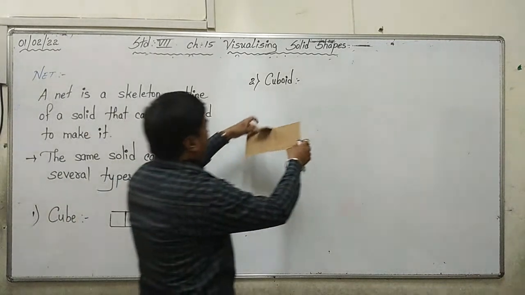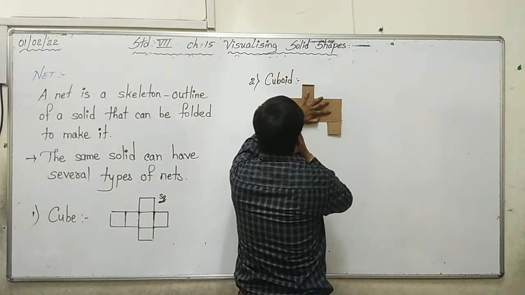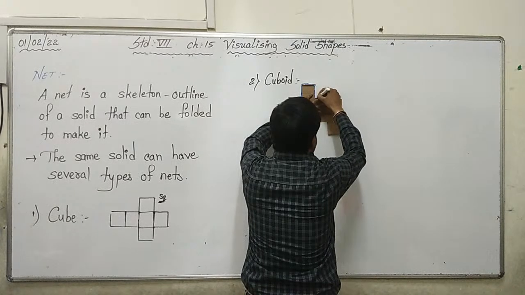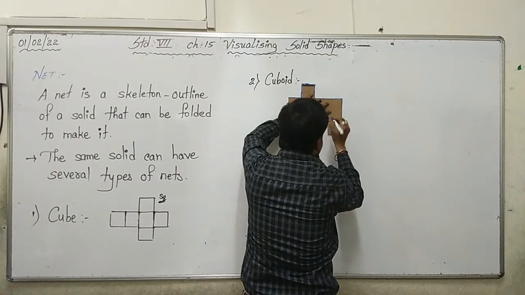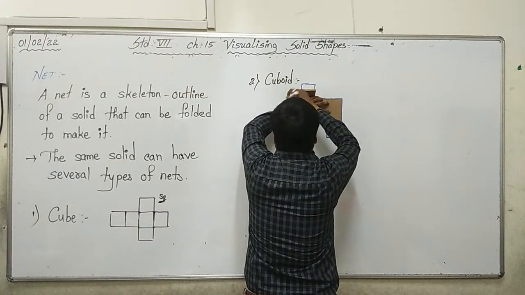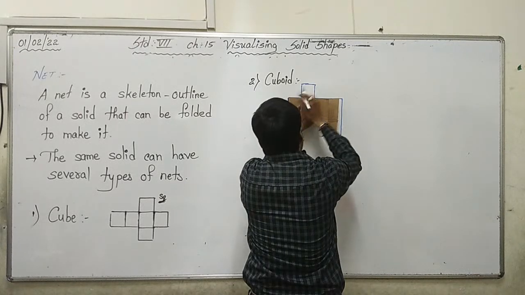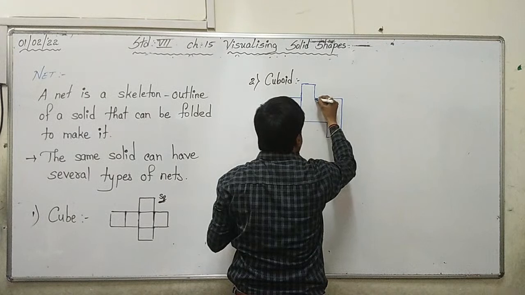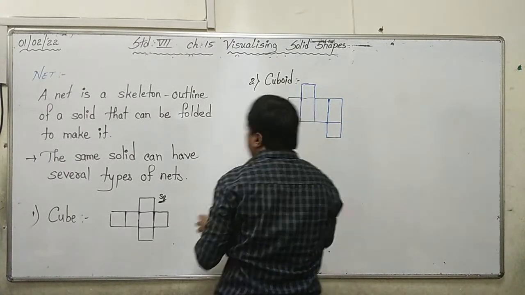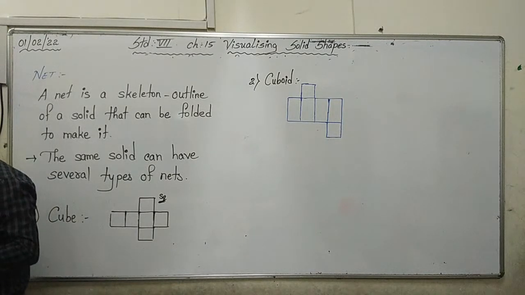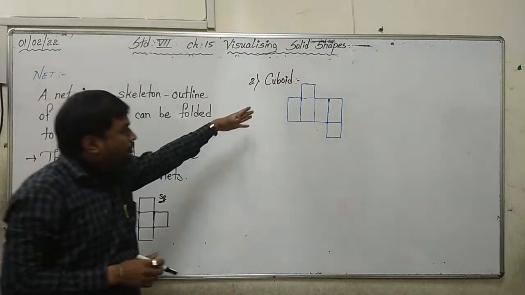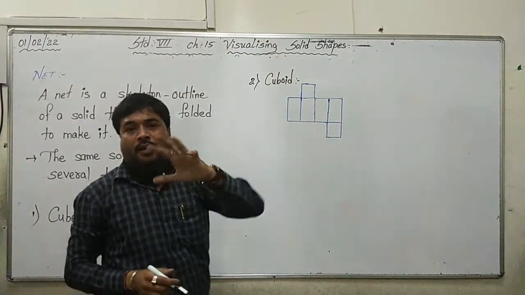So let us draw the net structure of cuboid. Right? This is your main structure of cuboid. You can prepare this main structure by just opening the boundary lines of your matchbox.